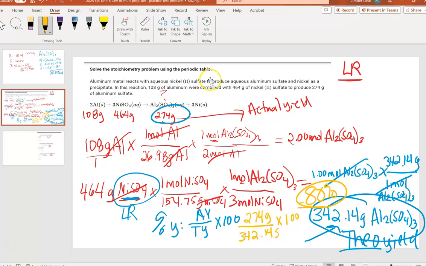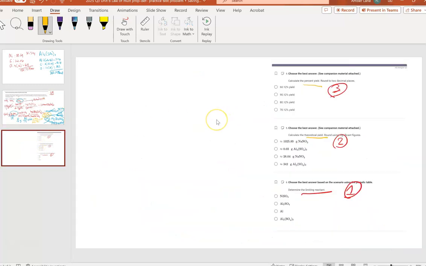So now, if you do all that on your paper, you can come back. Our percent yield was 80. Our theoretical yield was 342. And our limiting reactant was nickel(II) sulfate. Hopefully that helps get you by before you take the Unit 6 test. Take care. Have a good weekend.